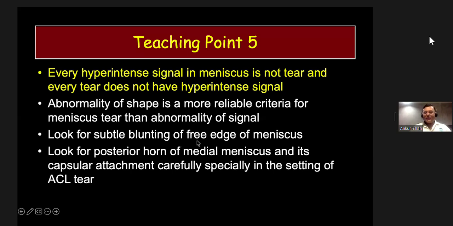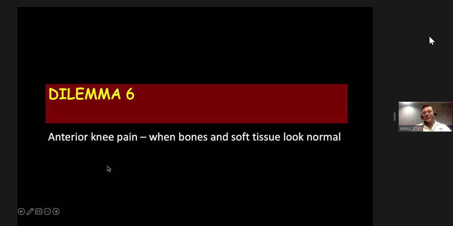Look for subtle blunting of the free edge, because that is the earliest sign of a small displaced flap tear. Look for the posterior horn of medial meniscus and its capsular attachment very carefully, particularly in the setting of ACL tear, to detect those ramp lesions, which we need to tell the surgeon to look at.